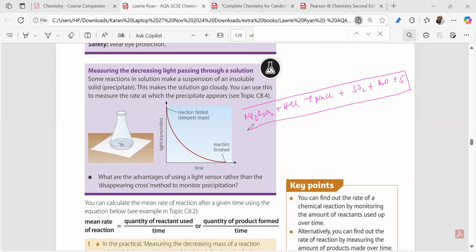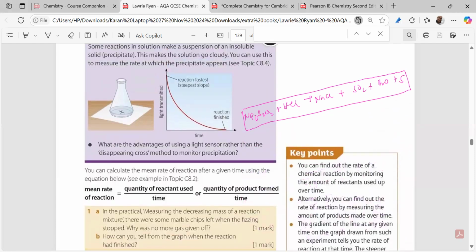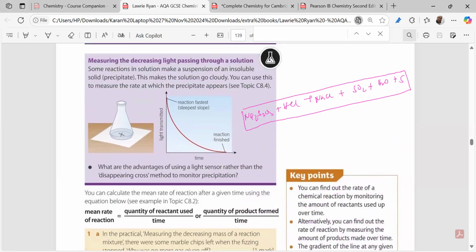Please open your books, page number 129, and write down: Na2S2O3 plus HCl gives you NaCl plus SO2 plus H2O plus S. This sulfur is a fine powdery precipitate. Just do this as homework. Fine, so just go through this portion, guys.